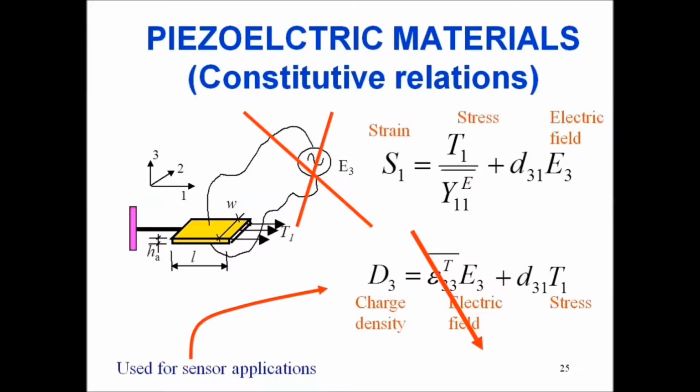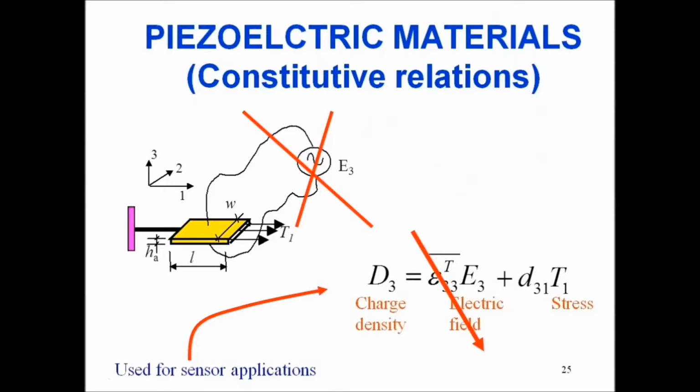The constant which relates the two fields, that is one field is the stress strain field and the other is the electric field, remains exactly the same, D31. So why do we call it D31? This is called the piezoelectric strain coefficient. So 3 implies that 3 is the direction of the electric field and 1 implies that 1 is the direction in which stresses and strains are measured. Similarly, we have other constants like D32 and D33.